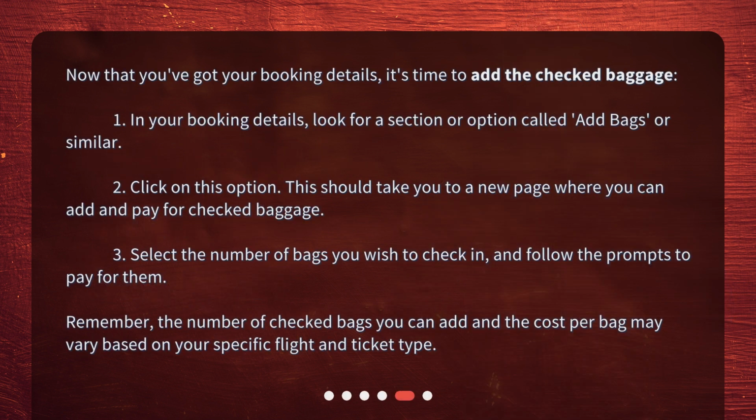How to add checked baggage? Now that you've got your booking details, it's time to add the checked baggage. 1. In your booking details, look for a section or option called Add Bags or similar. 2. Click on this option. This should take you to a new page where you can add and pay for checked baggage. 3. Select the number of bags you wish to check in, and follow the prompts to pay for them. Remember, the number of checked bags you can add and the cost per bag may vary based on your specific flight and ticket type.